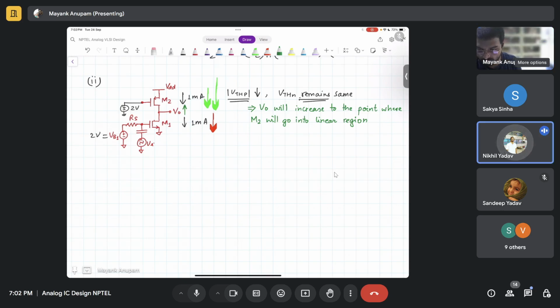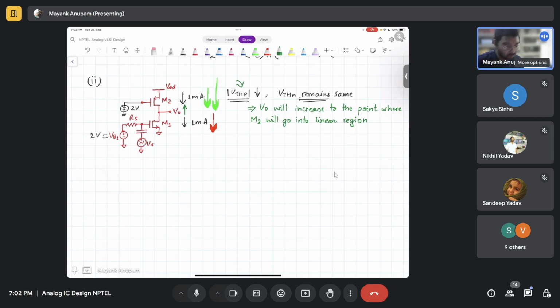Mayank, here, like you said, threshold voltage decreases, then both currents should decrease, right? No, no, I have only said that threshold VTHP decreases. Okay, P, okay. Thank you. Yes. One second. Yes. So got it, right?